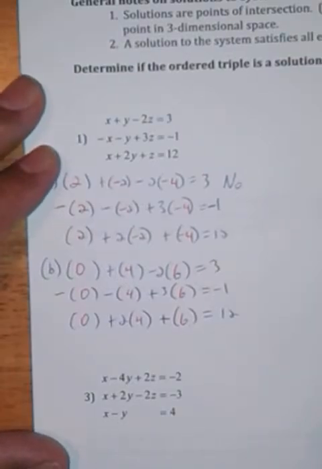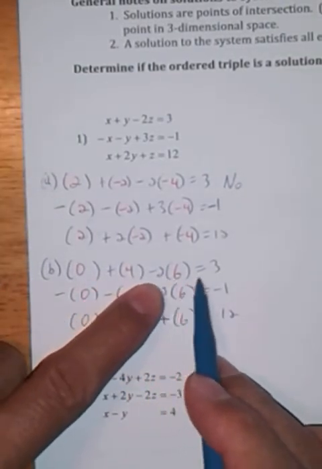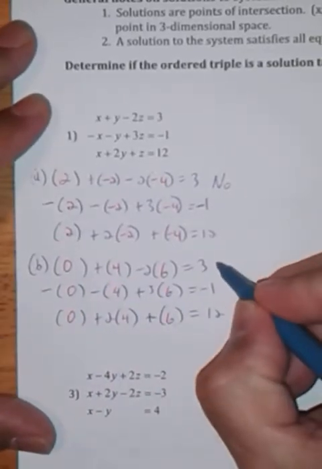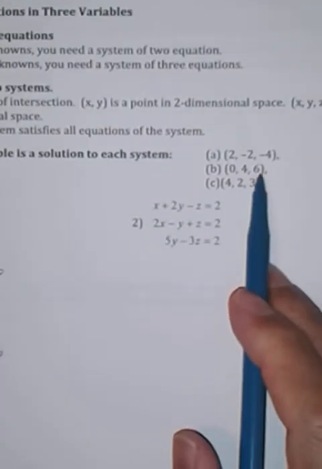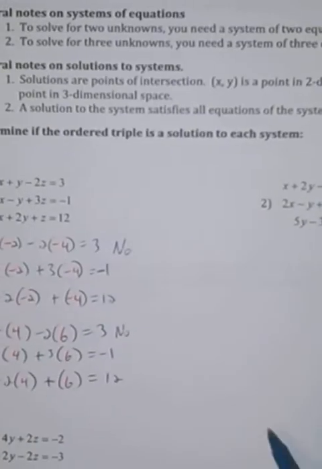All right. So is 4 minus 8 minus 12 equals 3? No. So that's not a solution. So 0, 4, 6 is not a solution to the system.